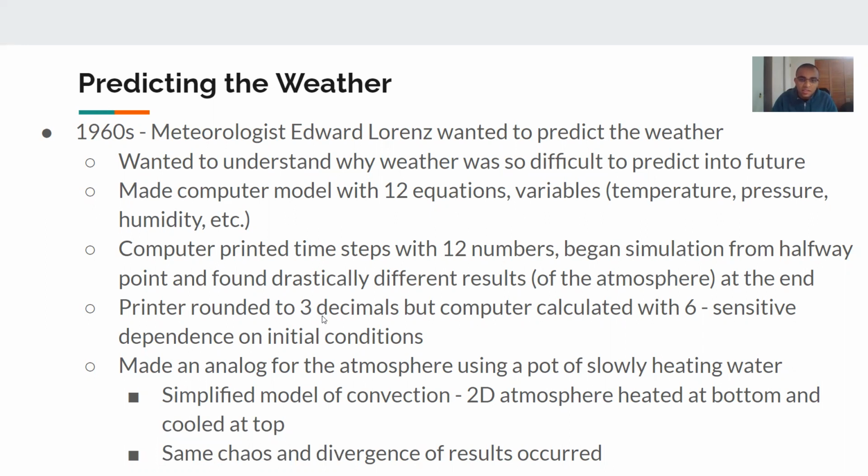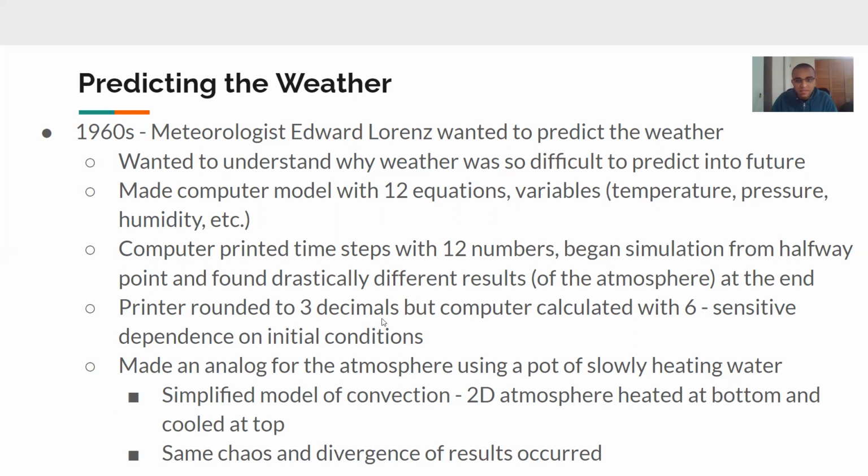But he saw that the printer rounded to 3 decimal places, but the computer calculated with 6, right? So originally he was doing a simulation for 50 time steps. And then he wanted to go over his results. So he went halfway through, right? And then did it again. But he found different results in his simulation, right? And that was actually because of this rounding, right? And sensitive dependence on initial conditions.